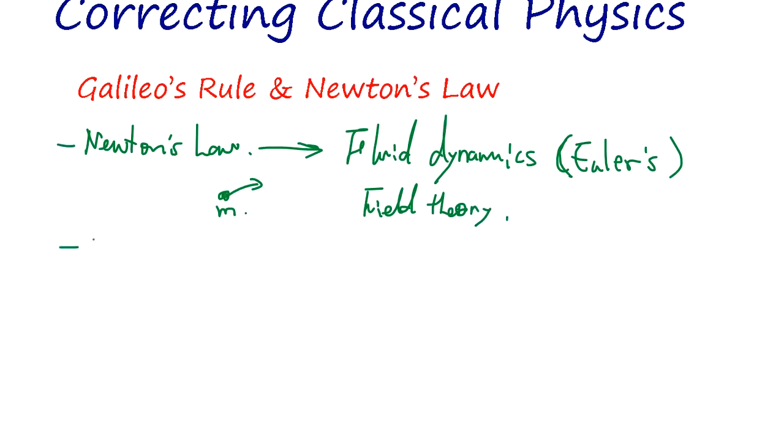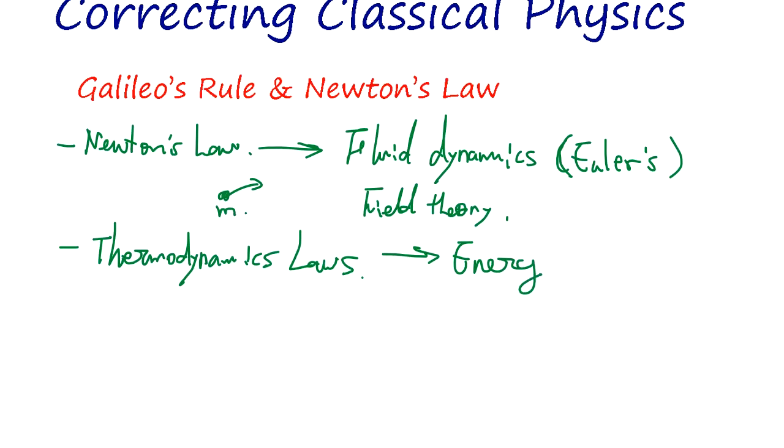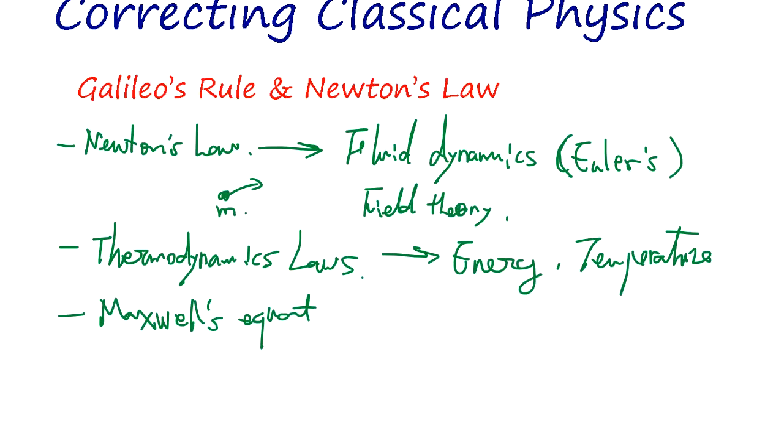And we added the thermodynamics law. This is about energy and defines the temperature. And we also added Maxwell's equations. So this is the range of classical physics, and everything works so far, although we can't explain why the vacuum space has a field, like the gravity field.